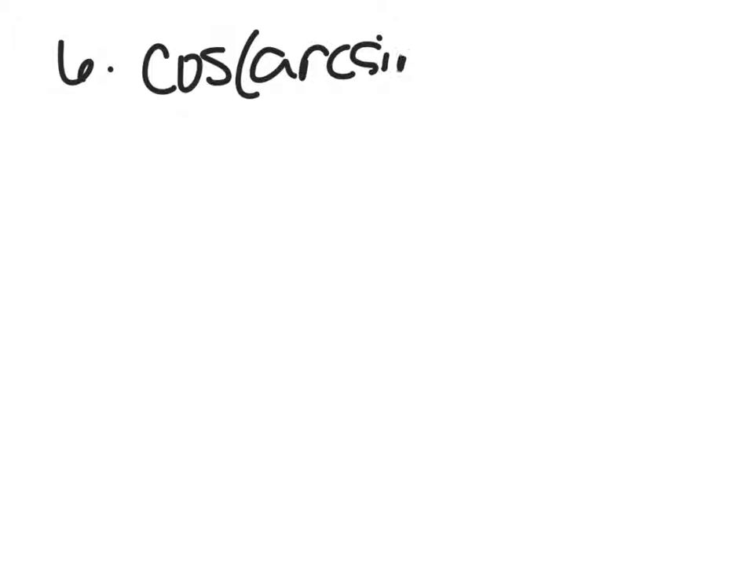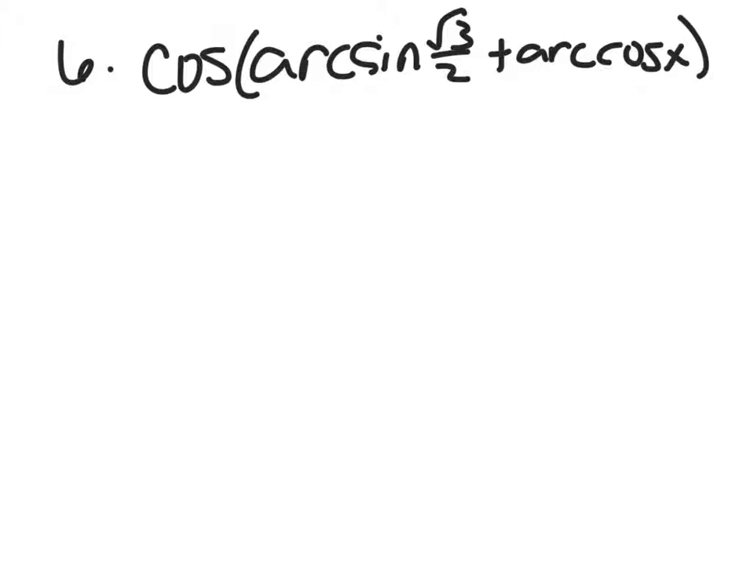Okay, number 6 says write cosine arc sine square root of 3 over 2 plus arc cosine x as an algebraic, it's supposed to say expression, of x that does not involve trigonometric functions. So we're going to kind of have to start from the inside out. Let me write it down. So this is cosine, and this is probably going to take a couple screens. Arc sine square root of 3 over 2 plus arc cosine x. I'm going to deal with this first.